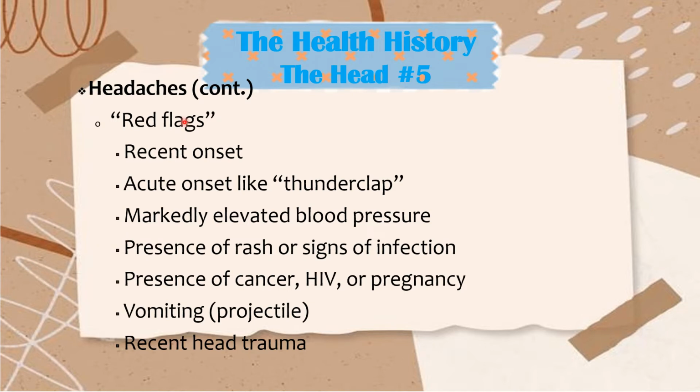Okay, moving on. Ito yung mga red flag, no? The recent onset, bago lang, no? The acute onset like thunderclap, markedly elevated blood pressure. Pag-check mo, ang taas ang blood pressure. There is presence of rash or signs of infection. Naku, baka meningitis na. Presence of cancer, HIV, or pregnancy. There is vomiting, and the type of vomiting is projectile vomiting. Or there is a recent head trauma. Those are examples of red flags.